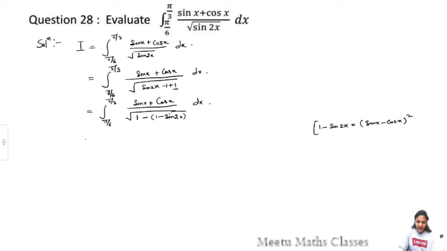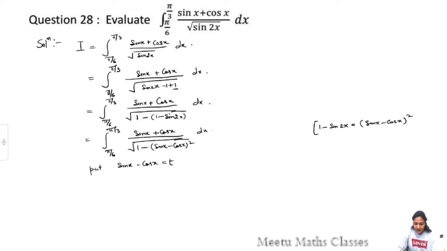So we are going to apply here sin x plus cos x upon square root of 1 minus (sin x minus cos x) whole square. And now we can make a substitution that sin x minus cos x is equal to t. So by taking the derivative, the derivative of sin x minus cos x is cos x plus sin x, into dx, which can be replaced by dt, and we are also going to change our limits.